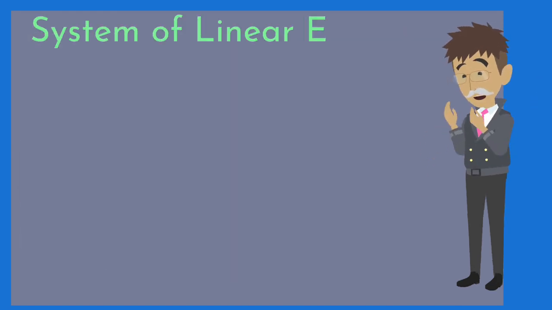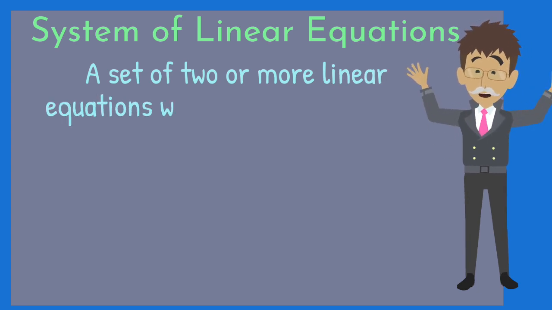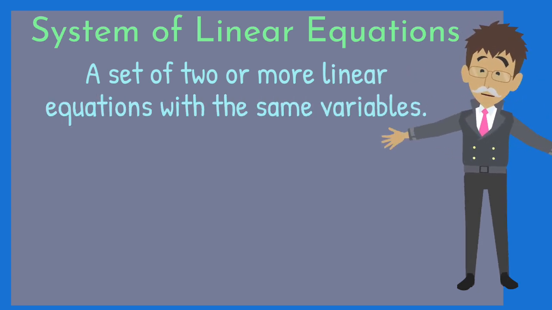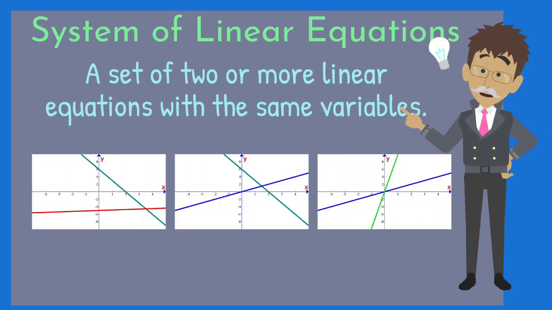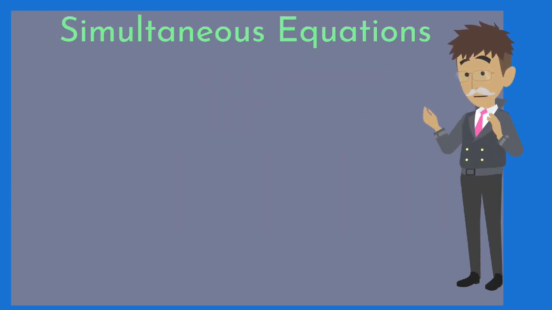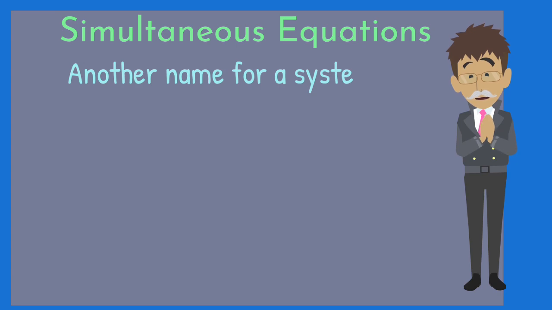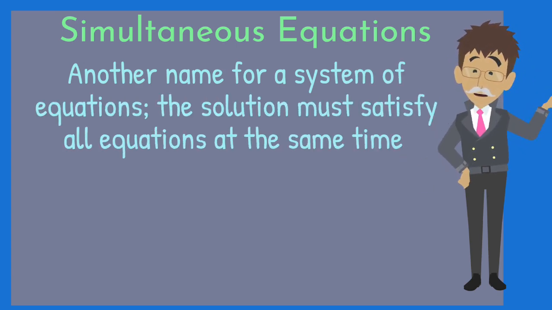System of linear equations. A set of two or more linear equations with the same variables. The goal is to have one set of solutions that satisfy all equations in the system, representing the point where the lines intersect. Simultaneous equations. Another name for a system of equations. The solution must satisfy all equations at the same time.